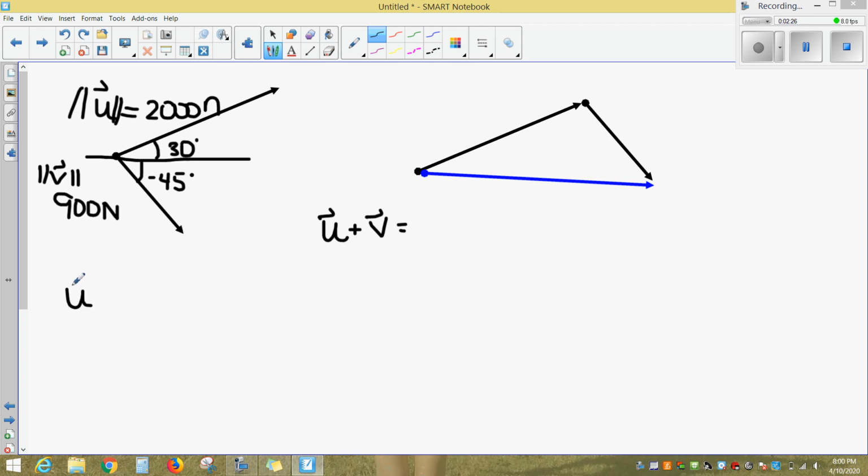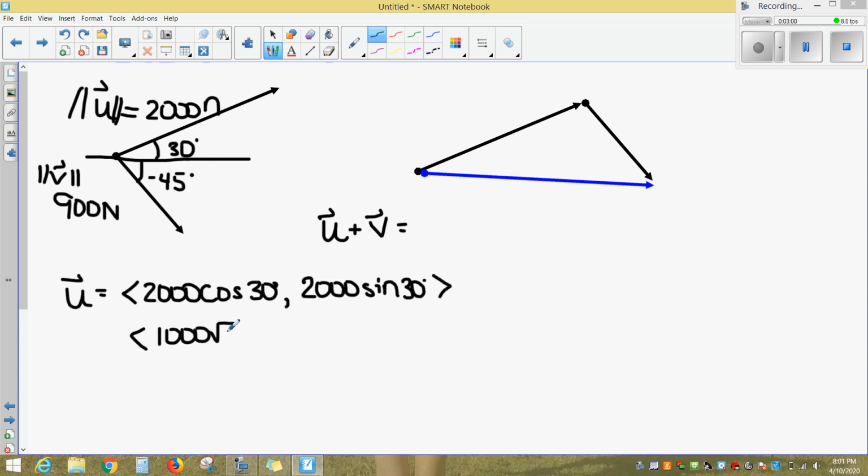Now, if I want to find vector U, we said, well, we can break that into component form by taking its magnitude times the cosine of the angle it makes with horizontal. It's 30 degrees. We know the y direction there is going to be the magnitude times the sine of the angle it makes with horizontal. And if we take 2,000 times the cosine of 30, we're going to get 2,000 times square root of 3 over 2, so 1,000 times the square root of 3. And 2,000 times the sine of 30 is 2,000 times 1/2.